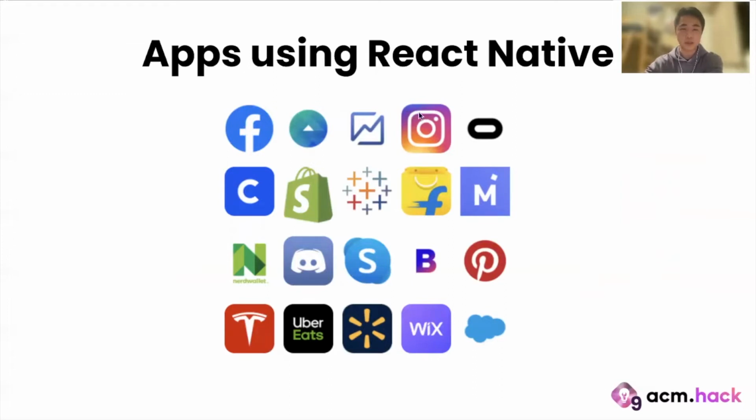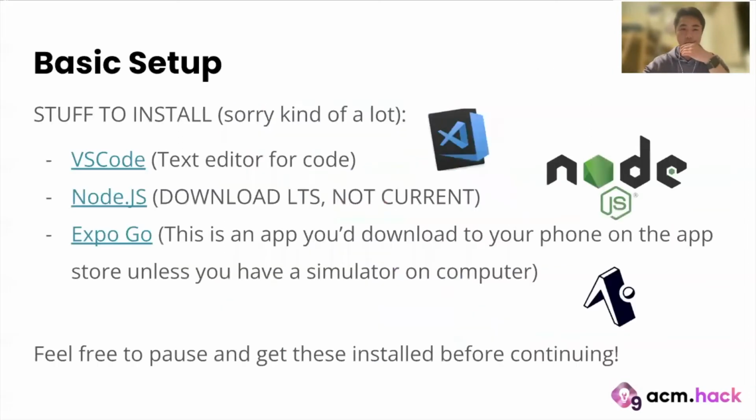Some that might be instantly recognizable: Instagram, Facebook, Discord, but there's also other ones like Shopify, the Tesla app, Uber Eats, etc. So yeah, in the README, I linked a list of all of these. So if you are interested in checking out the full list, feel free to do so.